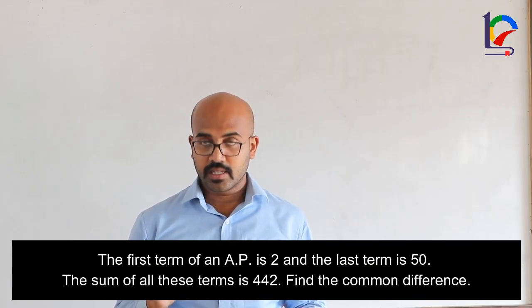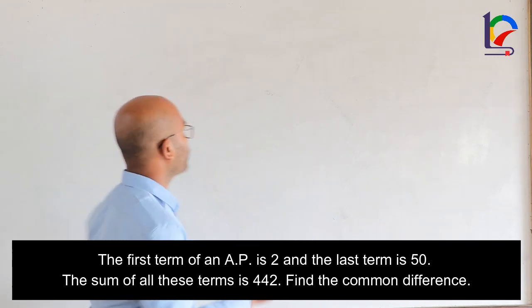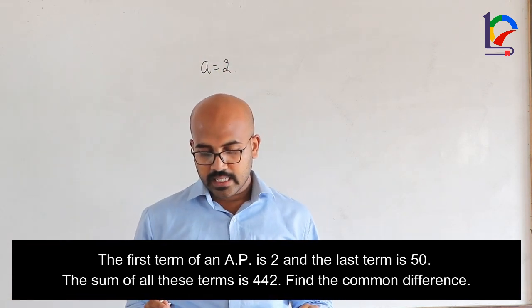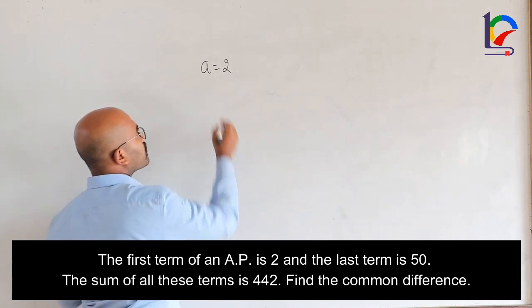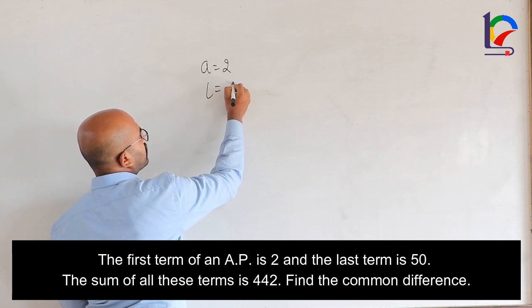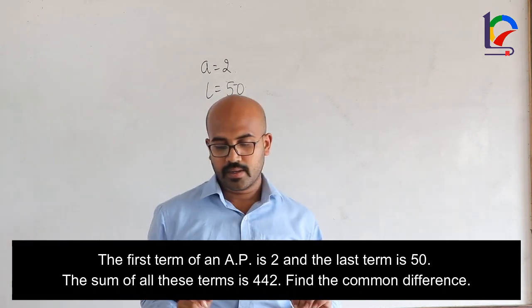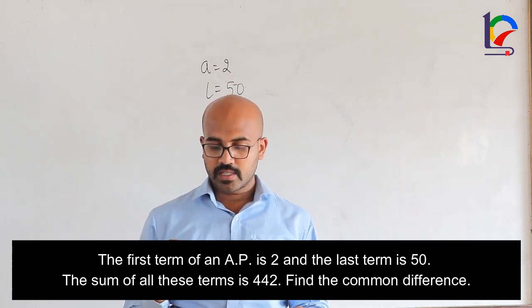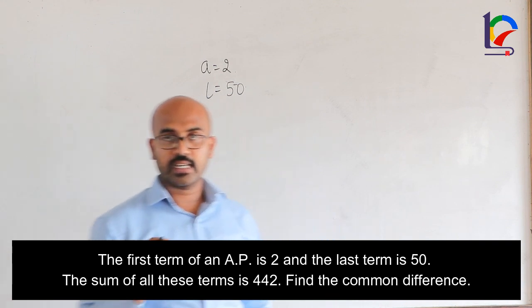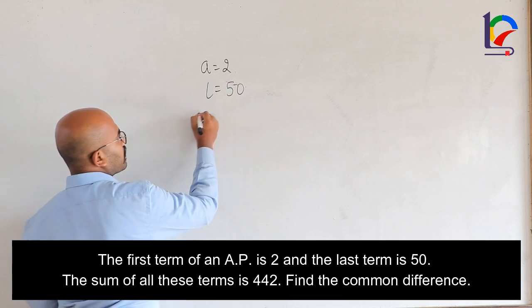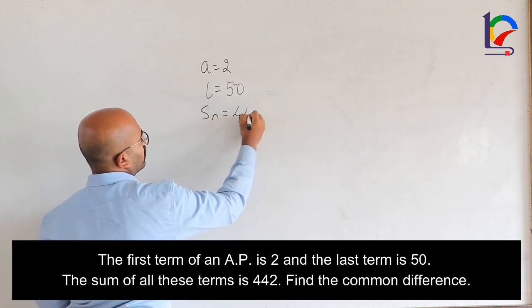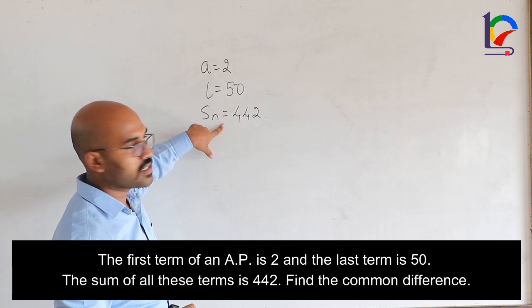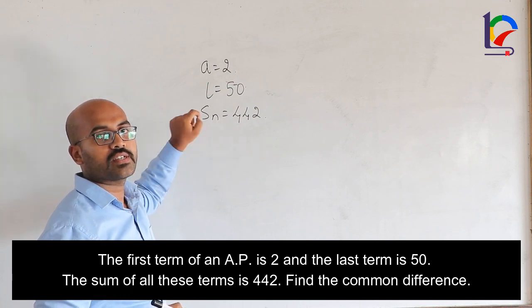The first term of an AP is 2. The last term is 50. The sum of all these terms is 442. They are asking us to find the value of d. The first term is 2, the last term is 50, the sum of all the terms is 442. So we need to find what is the value of d.